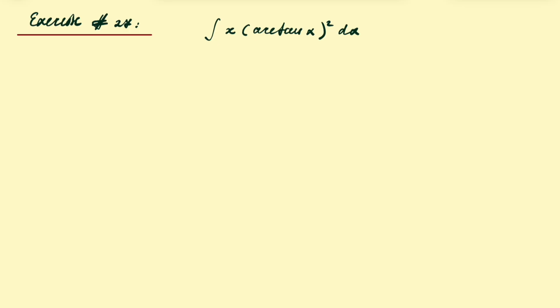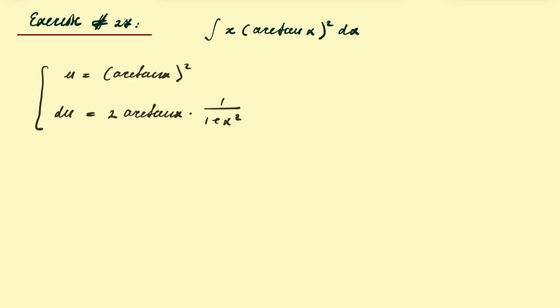So as I said, I'll use integration by parts where I'll take u as arctangent of x squared. In this case du will be 2 times arctangent of x times 1 over 1 plus x squared, which is the derivative of arctangent of x. It's the derivative of a composite function which has the following form: we first write 2 times f of x times f prime of x, in this case 1 over 1 plus x squared being the derivative of arctangent of x. Alright, and then in this case dv would be x dx, and v in this case will have the form of x squared over 2.